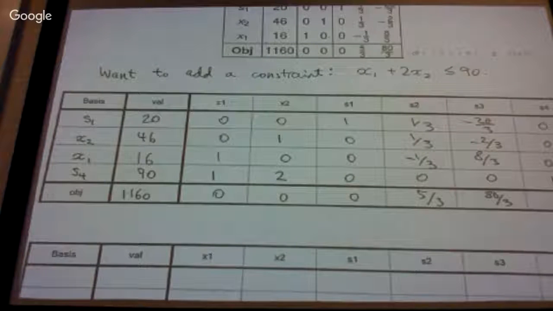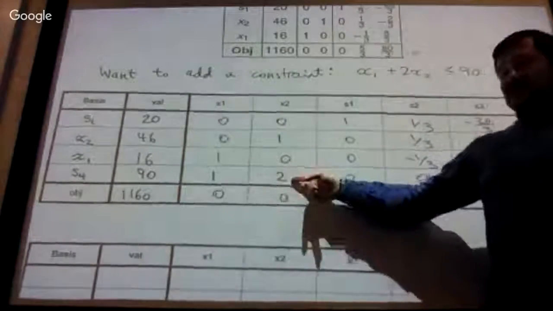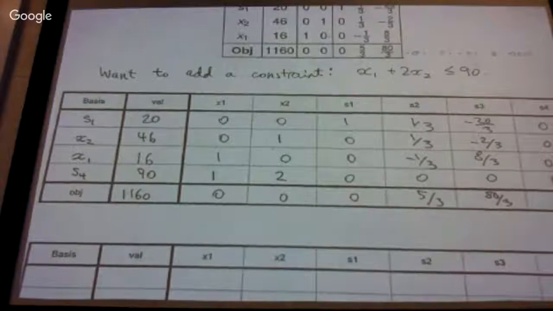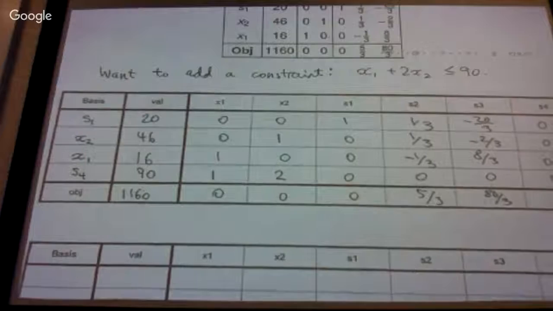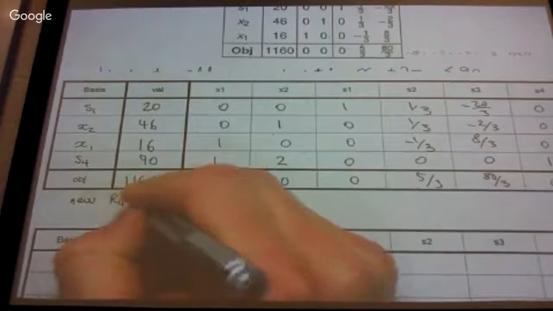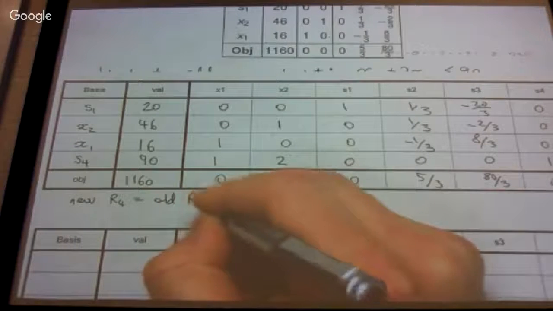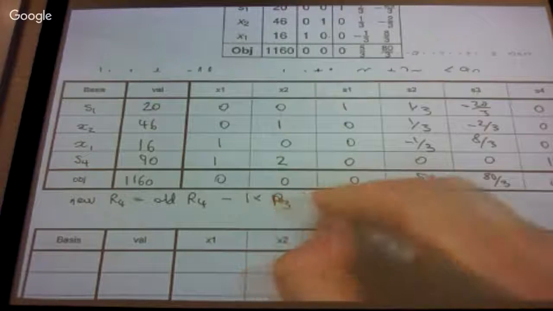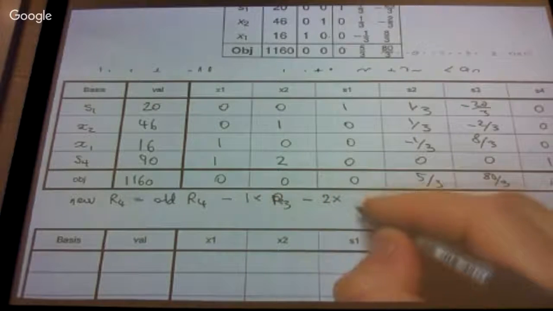I don't like it because it's not a simplex tableau, because I want the 0 there, I want the 0 there, so I do row reductions to get zeros. Everything is fine, really. Only the 4th row. So now I want the new row 4 to be the old row 4, take away 1 times row 3 and 2 times row 2 as a row reduction, because I want to get rid of the 1 and the 2.